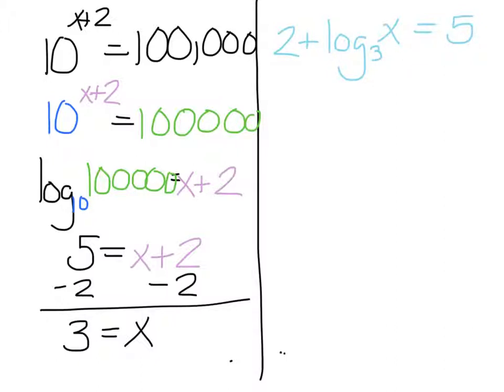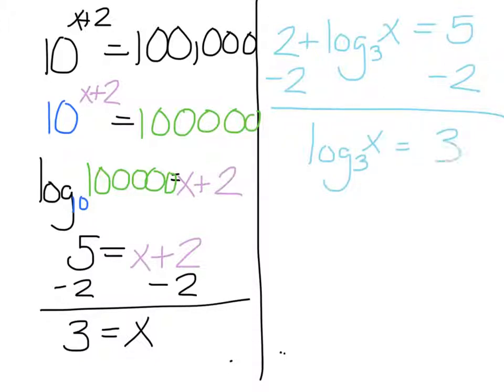It's not entirely different from the way that you solved equations in the past. In the past, your goal has been to get that x by itself. That's still the case when you're solving equations that contain logarithms. So first let's get the 2 out of the way. Let's subtract 2 from both sides. Alright, so now I have log of x base 3 equal to 3.